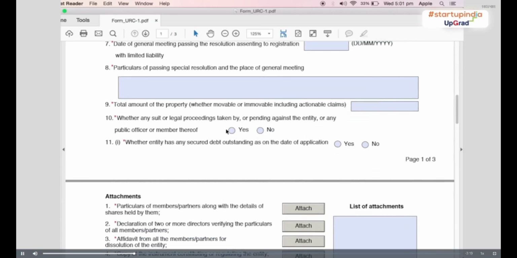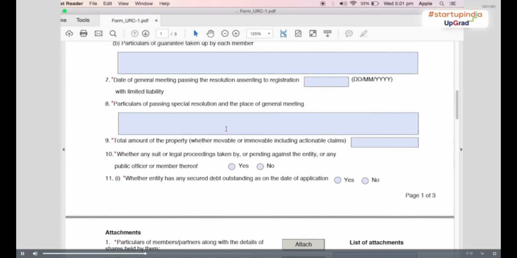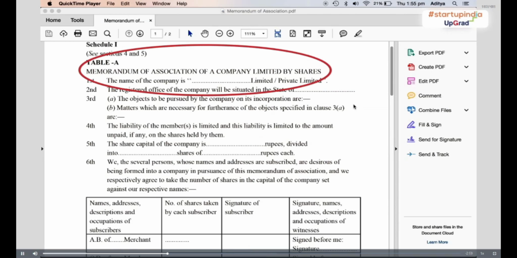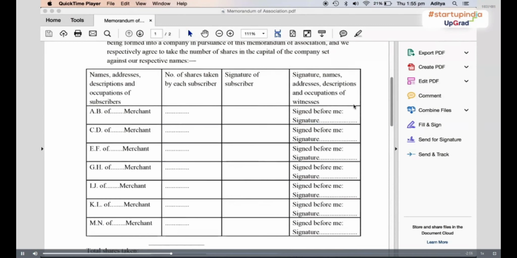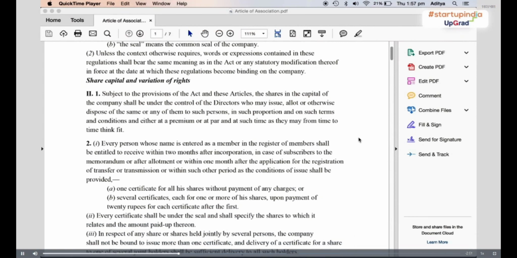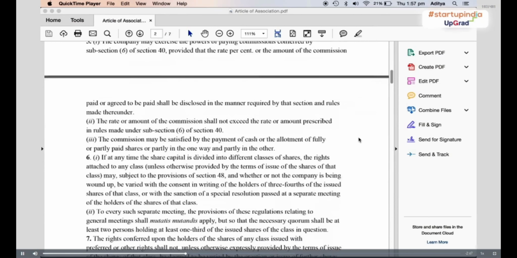formed under any other law which applies for registration under Section 366 of the Companies Act 2013. If you want to incorporate a Part 1 company, then you need to make an application under URC1, which shall also be filed along with INC 7, DIR 12 and INC 22. You should attach the Memorandum of Association, also known as MOA, and Articles of Association, also known as AOA. To understand the format, you will have to refer to Schedule 1 of the Companies Act 2013.